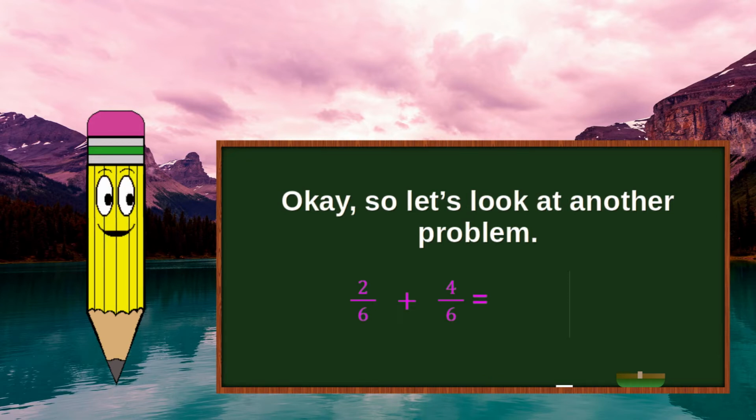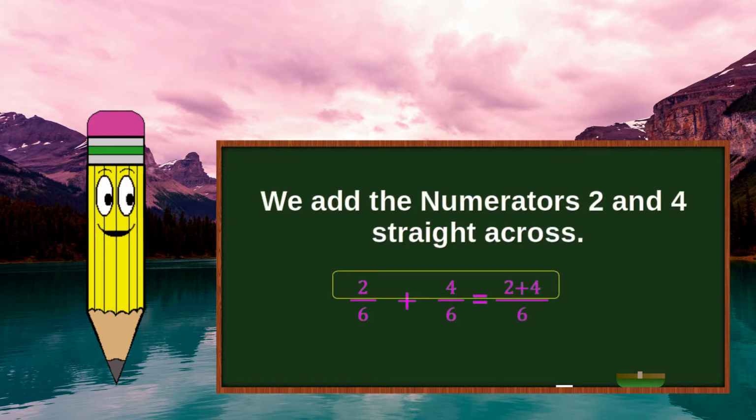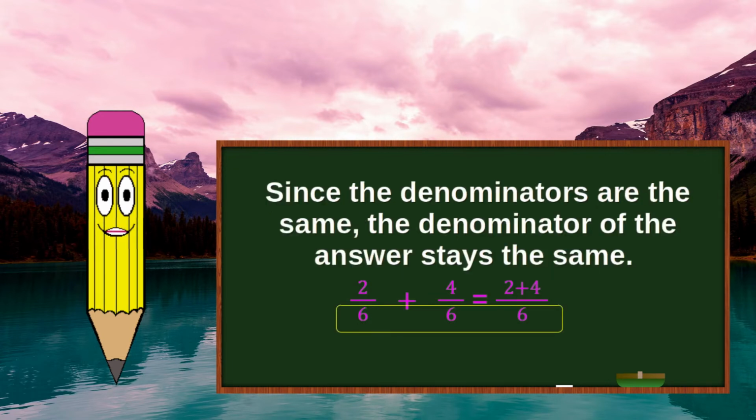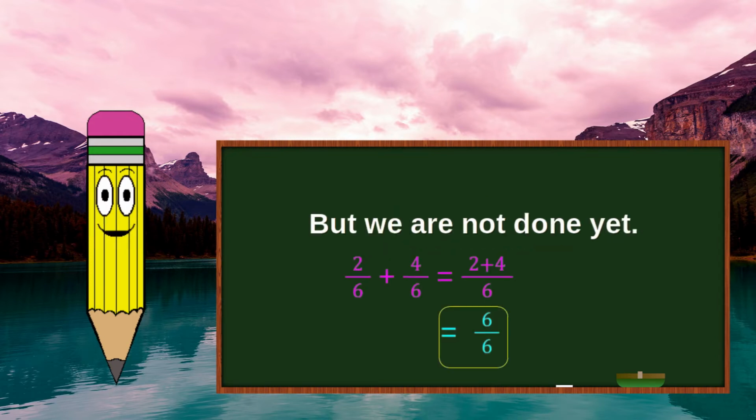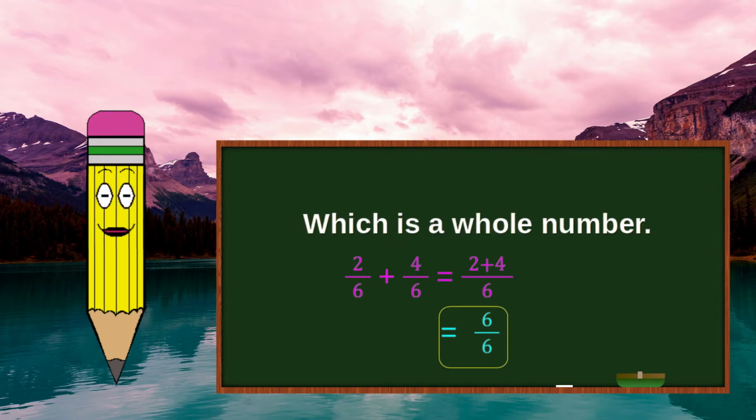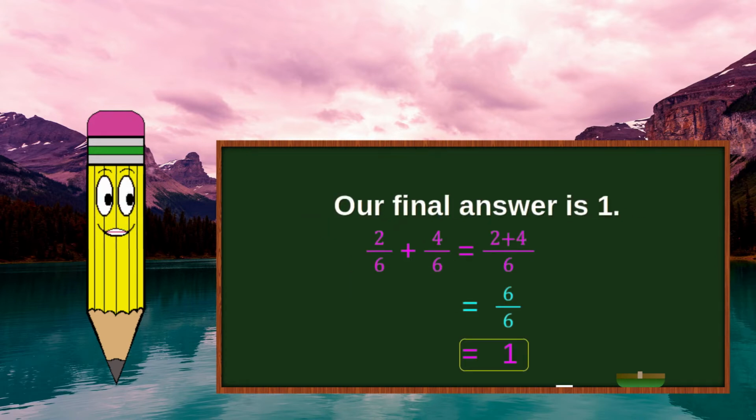2 over 6 plus 4 over 6. We add the numerators 2 and 4 straight across. Since the denominators are the same, the denominator of the answer stays the same. Our initial answer is 2 plus 4 over 6. But we are not done yet. Adding, we get 6 over 6, which is a whole number. Our final answer is 1.